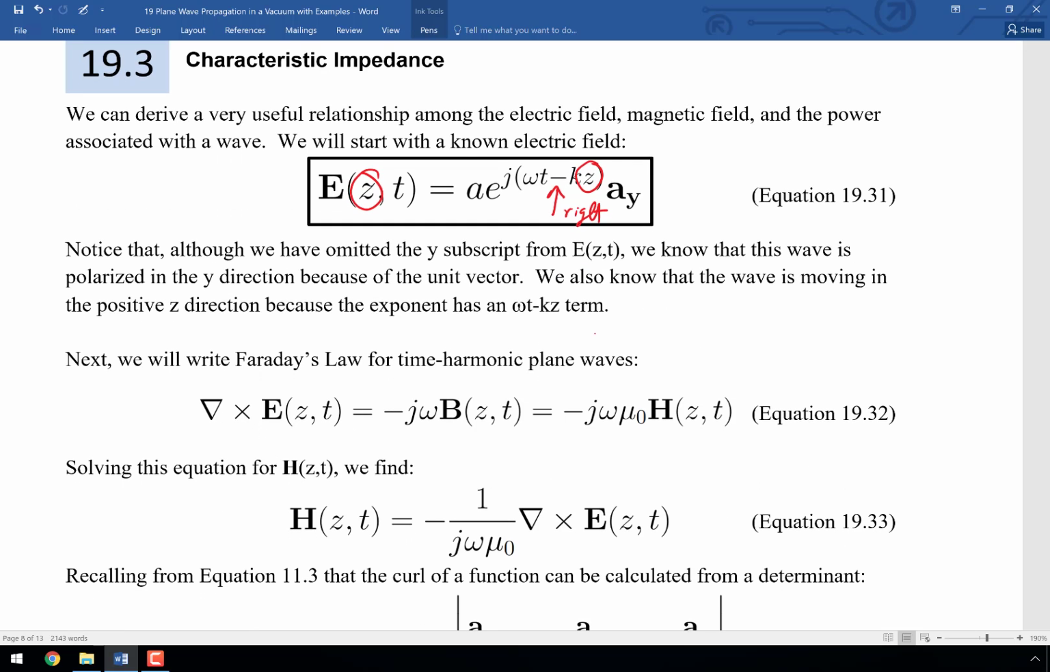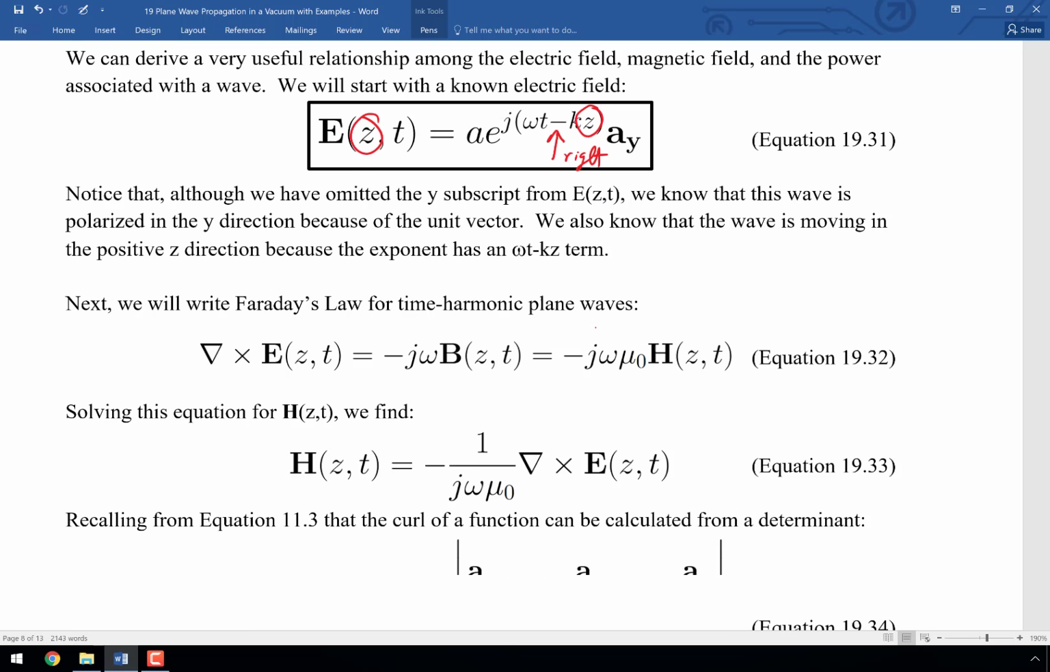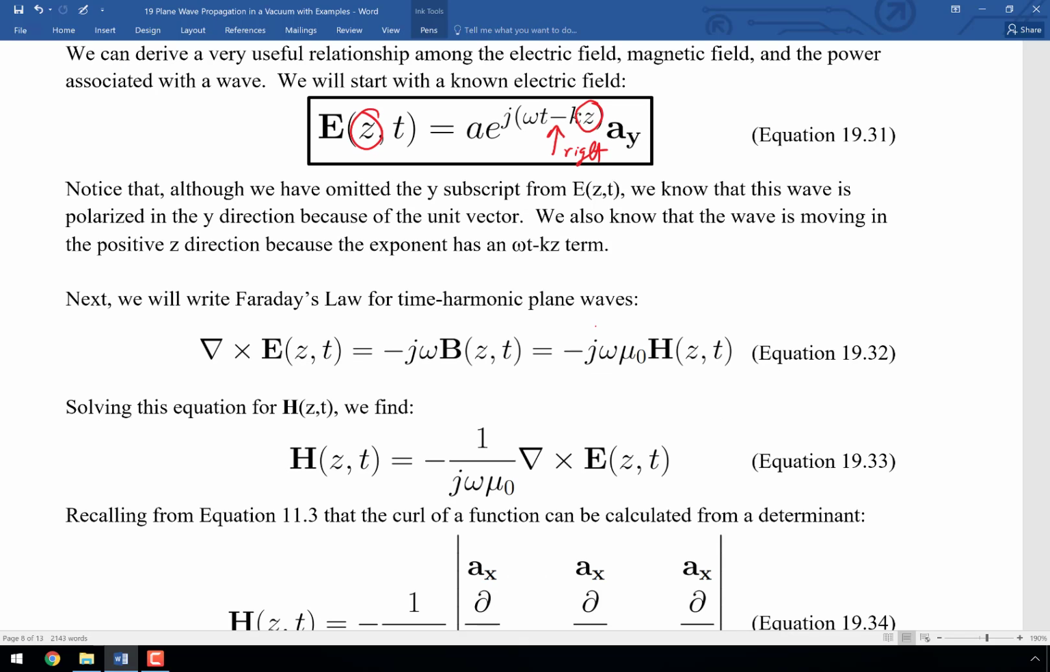Notice, although we have omitted the y subscript, we know that this wave is polarized in the y direction because of the unit vector, and we also know the wave is moving in the positive z direction because of the omega t minus kz term. Next, we're going to write Faraday's law for time harmonic plane waves.